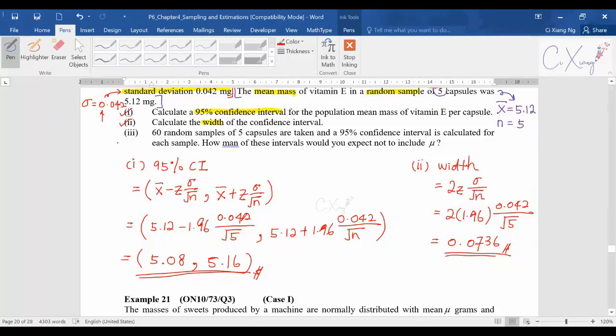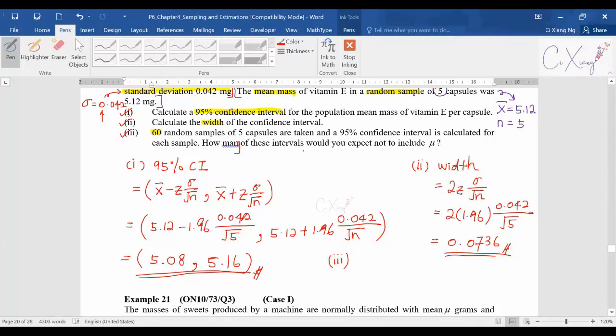Okay, so they are asking, I have 60 random samples of 5 capsules taken and a 95% confidence interval is calculated for each sample. So how many of these intervals would you expect to not include mu? Okay, so for this one, it involves the concept that we covered in the first introduction video about confidence intervals.